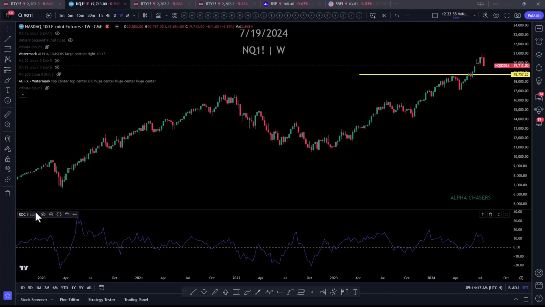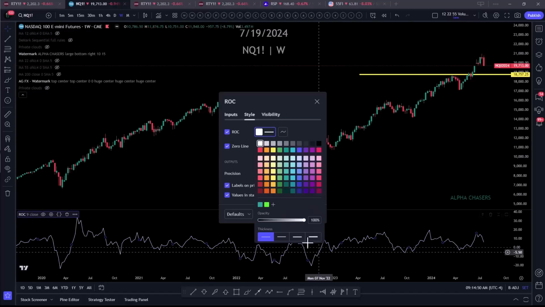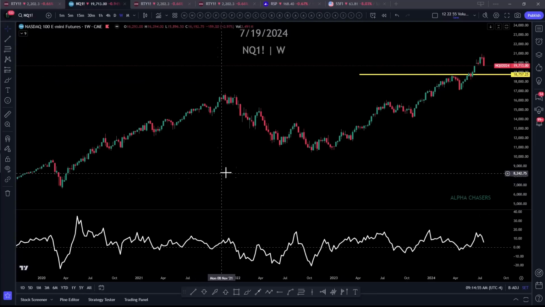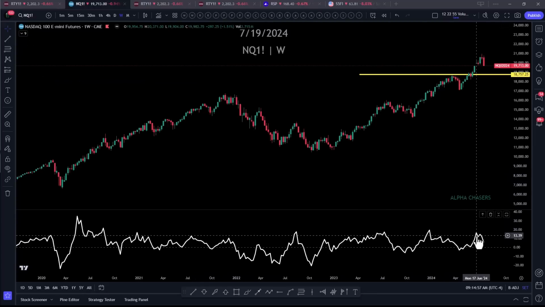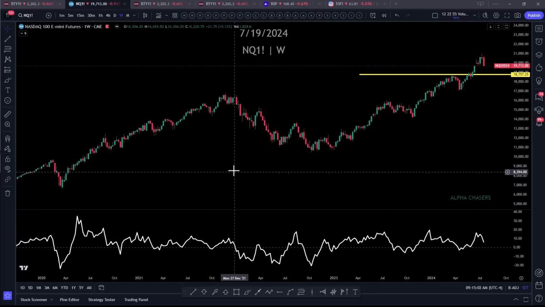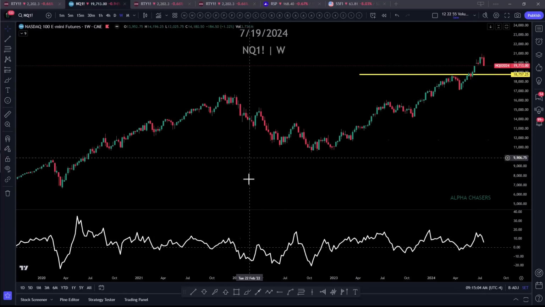Now, what I will do here is I'm just going to click this, and I'll make it white and bigger so that we can all see it and go from there. But what do we notice here? We're seeing on the weekly that the rate of change is rolling. Now, rate of change is relatively simple. It means the rate of change from a weekly, daily, or hourly chart.